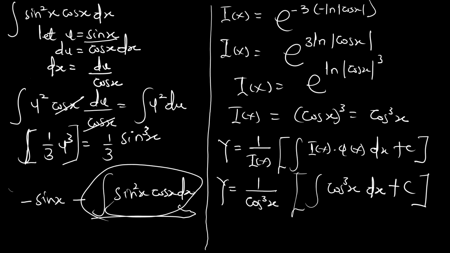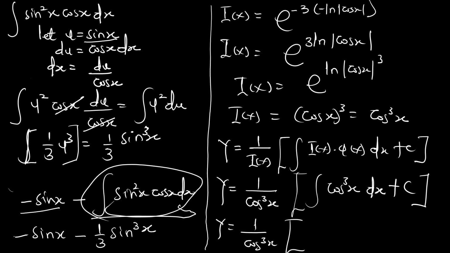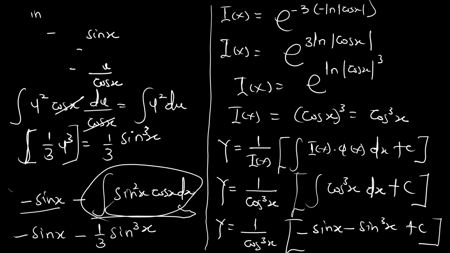And we already have our sine x here. So integrating cos cubed x, we are going to have sine x minus 1 over 3 sine cubed x. This is what you are going to have. So let's put this here. So y will be equal to 1 over cos cubed x multiplying sine x minus 1 over 3 sine cubed x plus c. That's what you are going to have. You can go ahead and do some small simplification if you wish, or depending on what the answer requires. So let's simplify further and see.